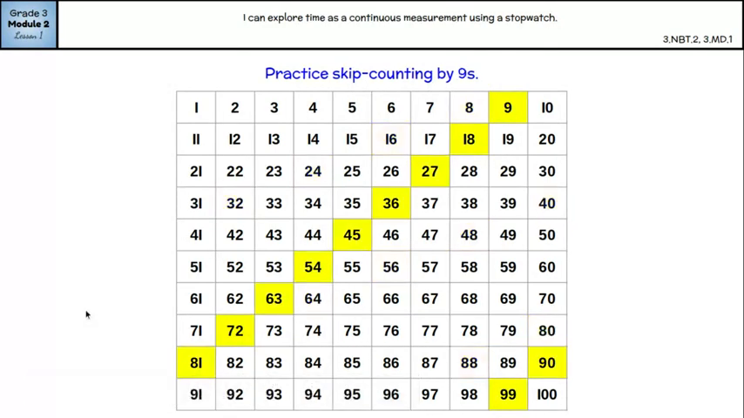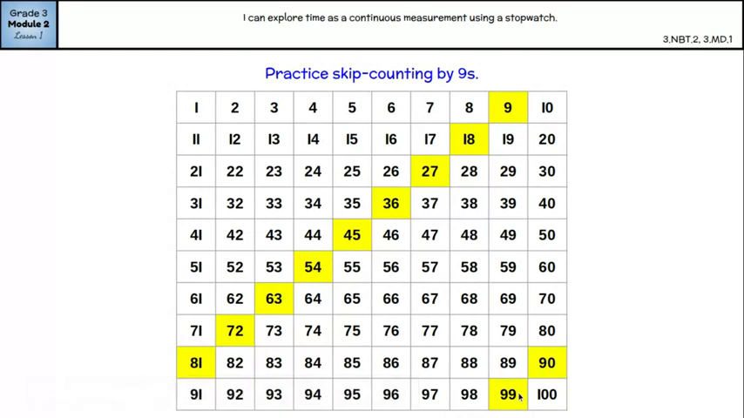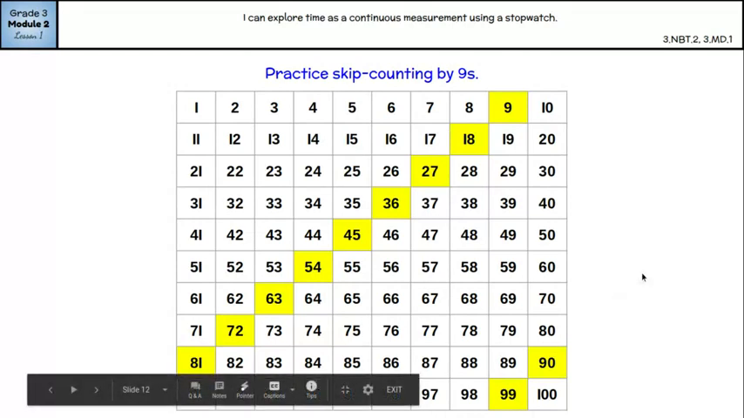And let's practice skip counting by nines. You know the drill. If you're at school, I'm going to pause the screen now. If you're at home, I'd like you to do the same. Okay, let's practice together. 9, 18, 27, 36, 45, 54, 63, 72, 81, 90, 99.